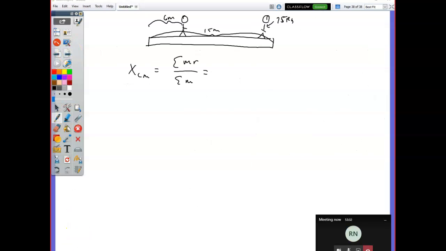Far left, you did 100 times 6 plus 75 times 15, and then over 100 plus 75. What'd you get? I got 9.86 meters. All right. Anybody disagree?